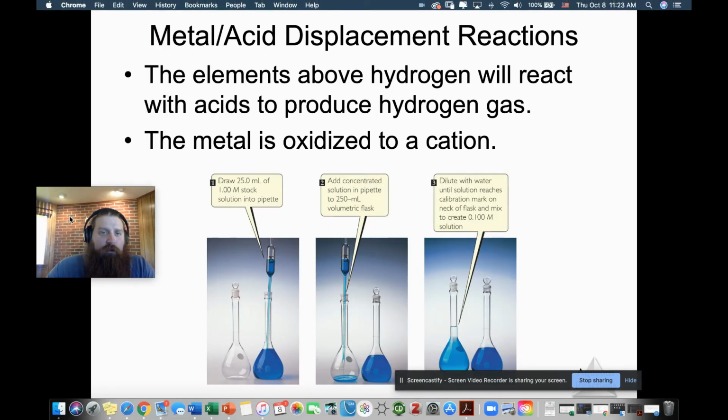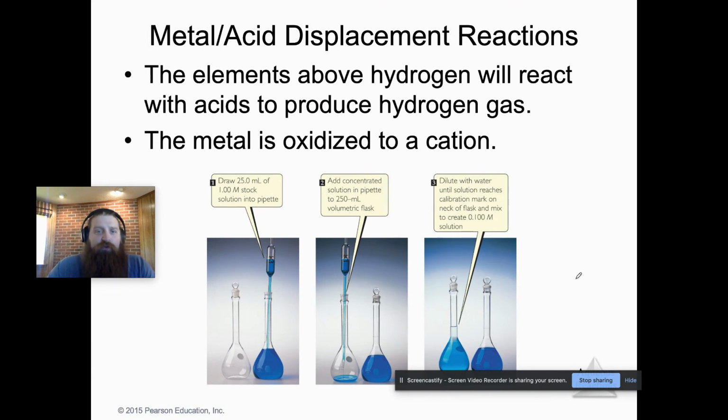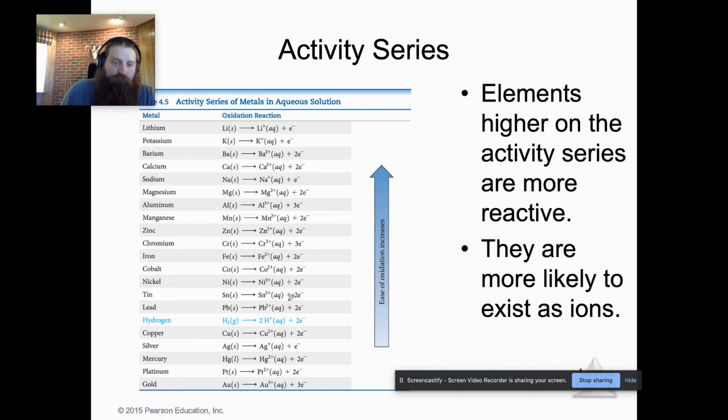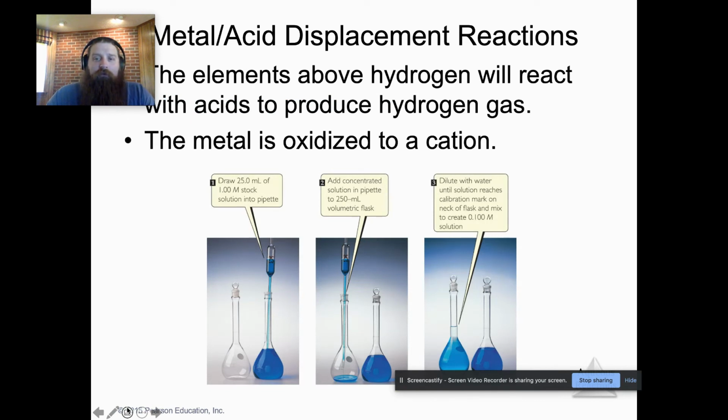Now, we use it to talk about metal and acid displacement reactions. So a lot of times when you look at this chart right here, we can say, all right, well, here's hydrogen. If hydrogen reacts with these, as in the form of an acid, with any of these metals above it, we would expect there to be a reaction. However, if you put acid on any of these, we would expect there probably not to be. So when you put those active metals into acid, we can oxidize them to a cation.